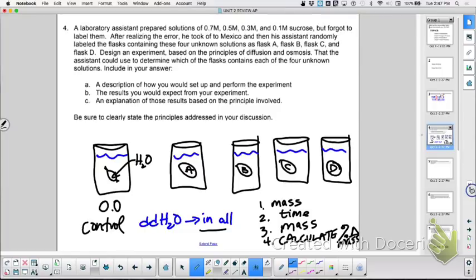You would want to calculate the percent change in mass. Why? You can't just say the bag that changed the most mass, right? Are all the bags the same size bag? You hope so, right? But you want to account for any of those variables by doing percent change in mass, right? Final minus initial over initial and get me the percent change in mass, yes? Yeah. Okay. Should all those numbers be positive?